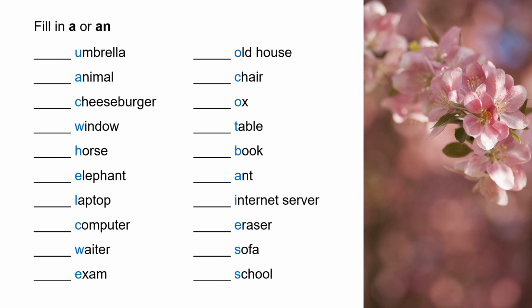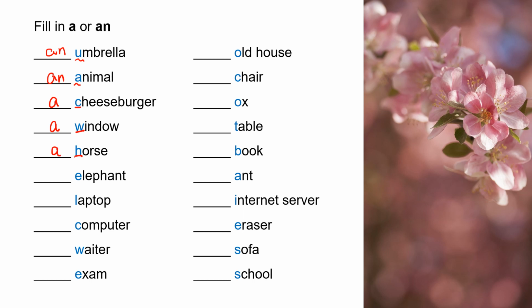The next word is umbrella. U is a vowel with a vowel sound. It's going to be an umbrella. And next one, animal. A, an animal. Next one, cheeseburger. C is a consonant, a cheeseburger. Next one, window. W is a consonant, a window. And next one, horse. H is a consonant, a horse.